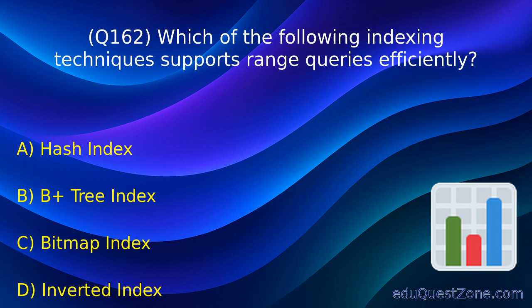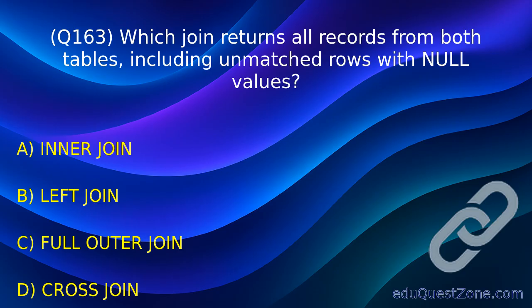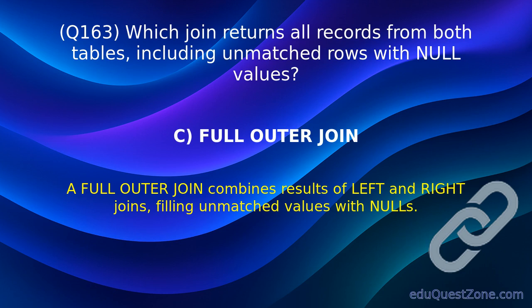Question number 162. Which indexing technique supports range queries efficiently? Option B. B plus tree index. B plus trees are ideal for range queries because of their ordered structure. Question number 163. Which join returns all records from both tables including unmatched rows with null values? Option C. Full outer join. Full outer join includes all records from both tables with nulls where there's no match.